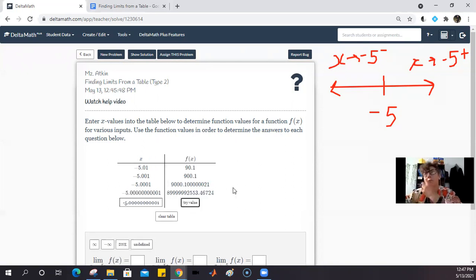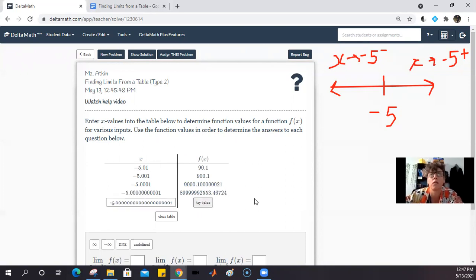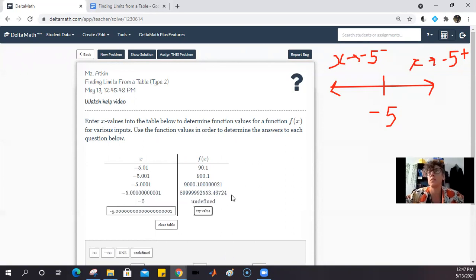A huge number. What is happening? I wonder how many zeros it'll let me plug in. I think I plugged in all of them. Oh no, that's way more. Undefined. What do you mean undefined?